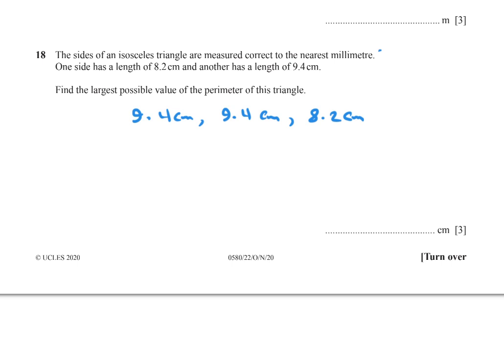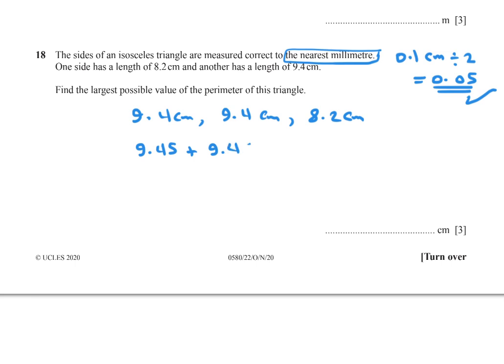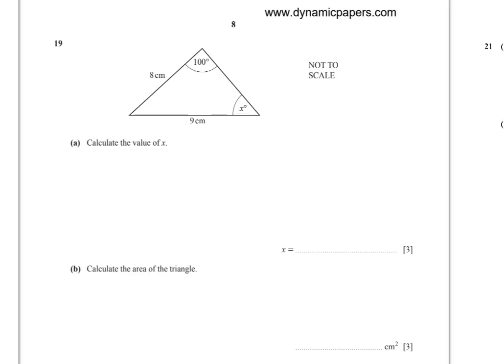Each side is correct to the nearest millimeter. To convert millimeter to centimeter, divide by 10. So 1 millimeter equals 0.1 centimeter. So now divide by 2, so 0.05. I need the upper bound, so add 0.05 to each side. So 9.45 plus 9.45 plus 8.25 equals 27.15 centimeter.